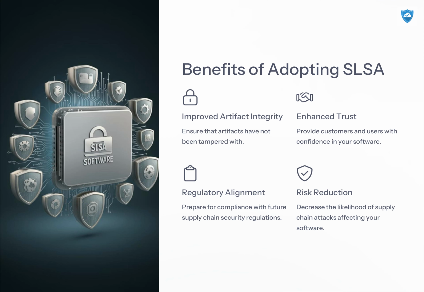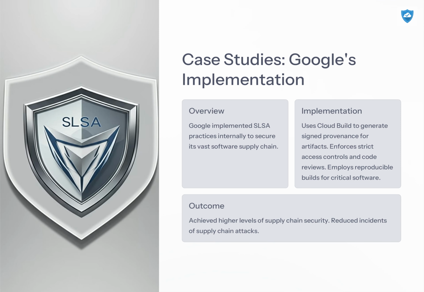In this slide, we're focusing on Google's implementation of SLSA practices to safeguard its extensive software supply chain. Google's approach to SLSA involves several key components. They utilize Cloud Build to produce signed provenance for artifacts, which helps assure the authenticity of their software components. Furthermore, they enforce rigorous access controls and conduct thorough code reviews to maintain the integrity and security of their software development process.